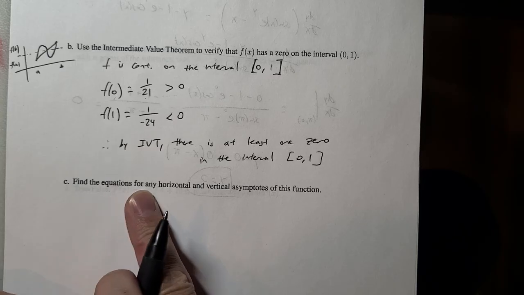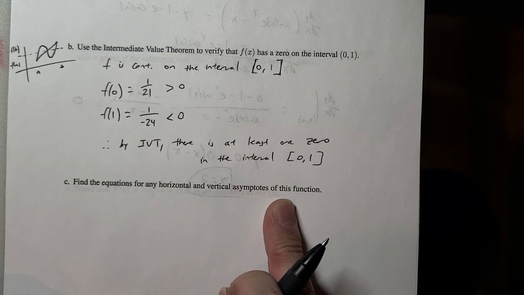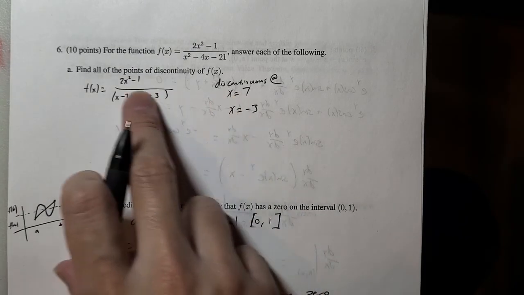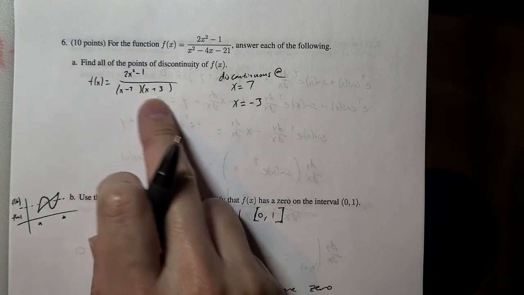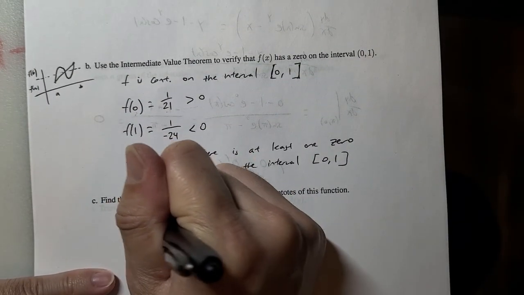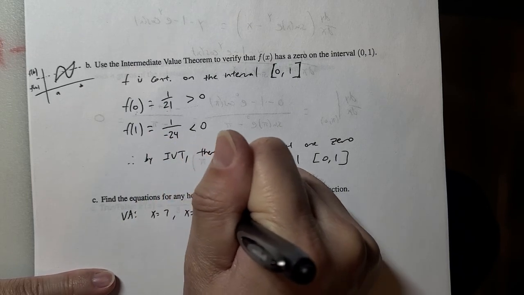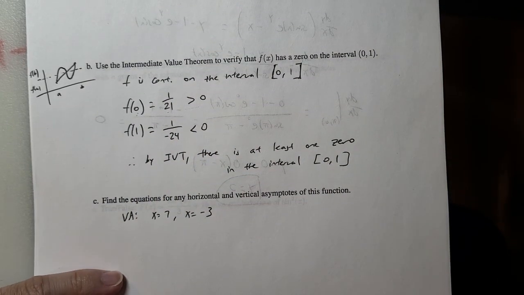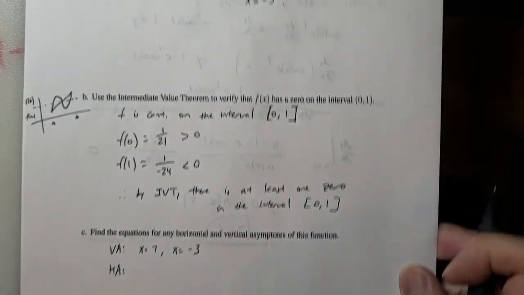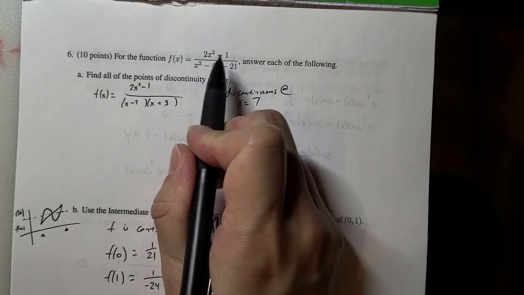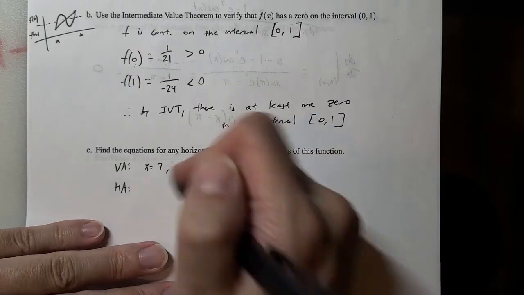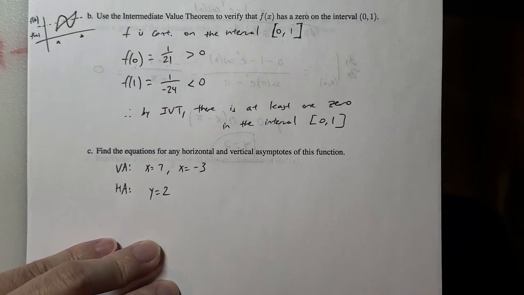Next, find the equations for any horizontal and vertical asymptotes of this function. Well, we found that it's discontinuous there. There's no removable discontinuity, so these are asymptotes. So vertical asymptote, x is 7, x is negative 3. Okay, how about horizontal asymptote? Remember for these rational functions, we do the degree test. Degrees are the same, so we take the ratio of the leading coefficients. So it'll be y is equal to 2.